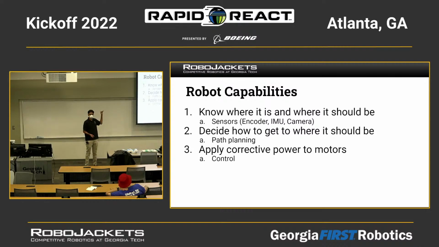So with the sensing, path planning, and control, these are like the three building blocks for creating autonomous behavior for your robot.